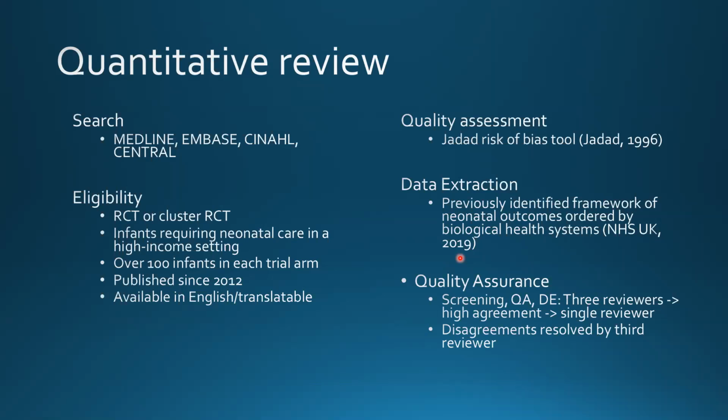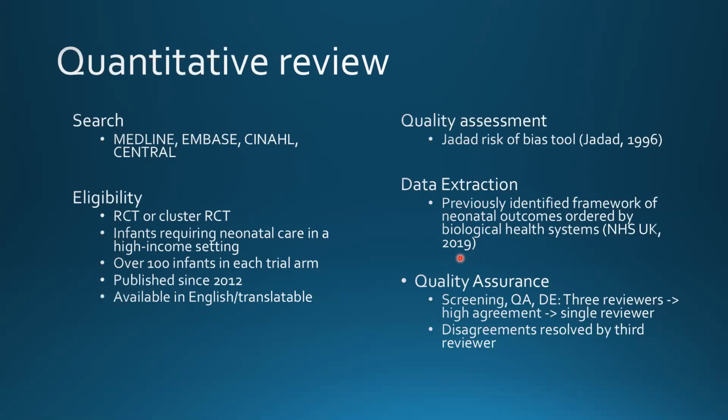In order to be included in our review, it had to be an RCT or a cluster RCT. It had to be focused on infants requiring neonatal care in a high-income setting. There needed to be over 100 infants in each trial arm. And that was partly a pragmatic criterion, but also to ensure that we had the widest number of outcomes, because larger trials will tend to use more outcomes. So we thought we would still get representation by larger trials.